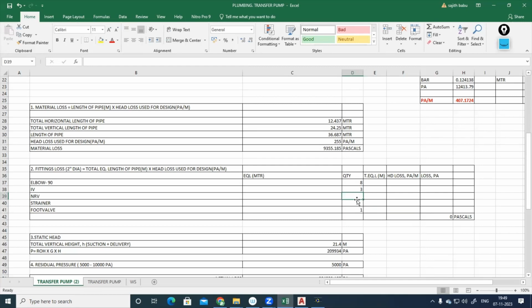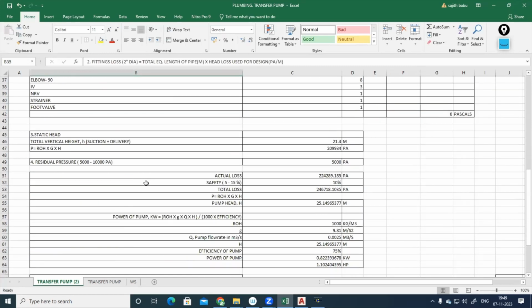Non-return valve, NRV: pump delivery, 1 number. Strainer valve: pump suction, 1 number. These are the fittings we have in the room. Due to these fittings, definitely a pressure drop will come. When the water is flowing through the fittings, due to the profile of the fittings, pressure drop can come. How can we calculate it? Fitting losses we calculate with respect to the equivalent length of pipe.